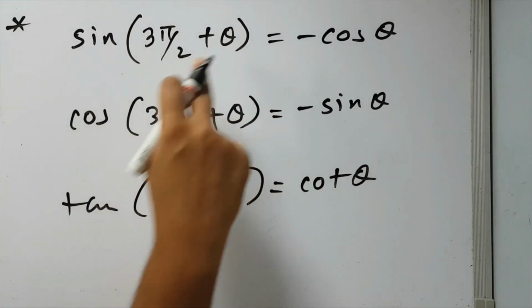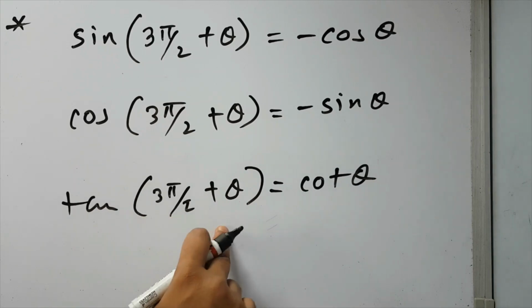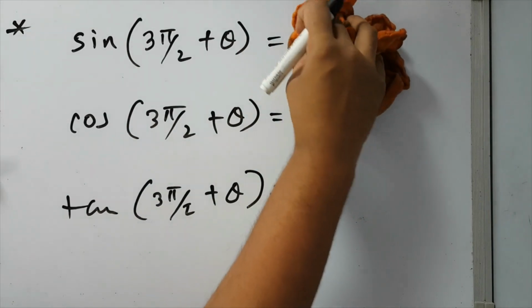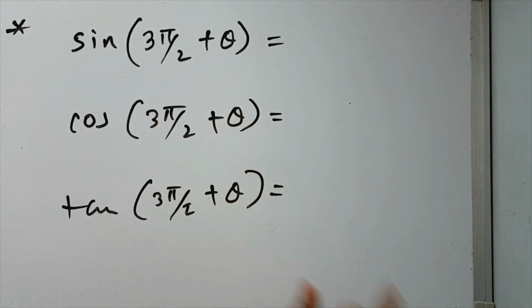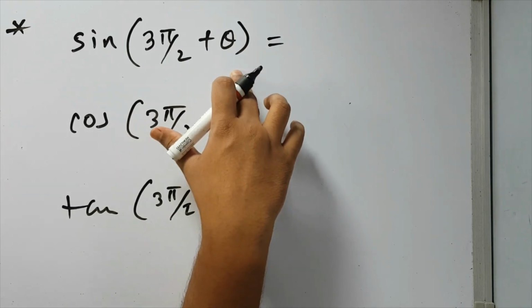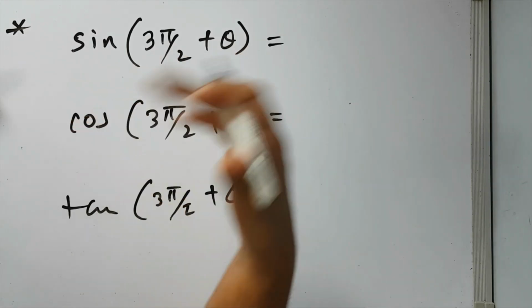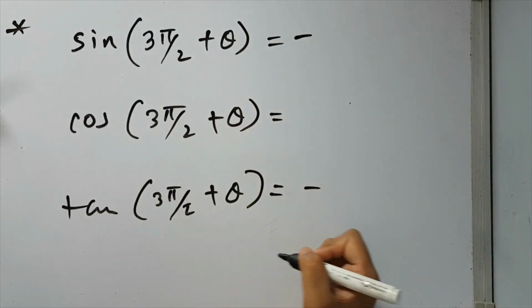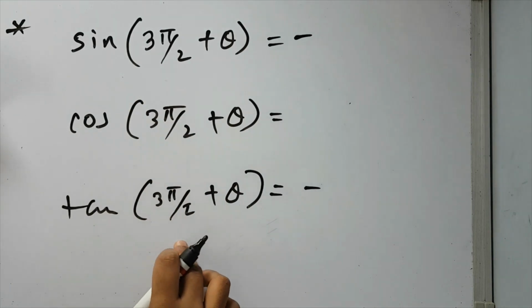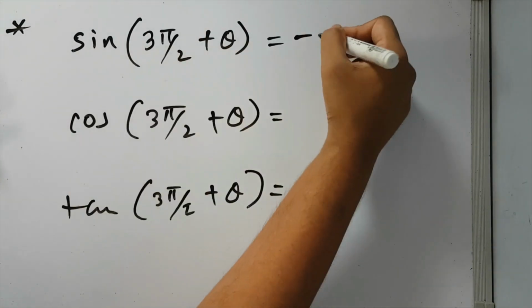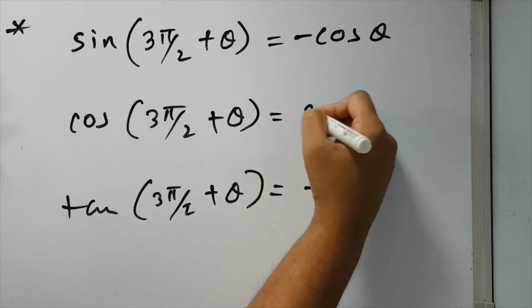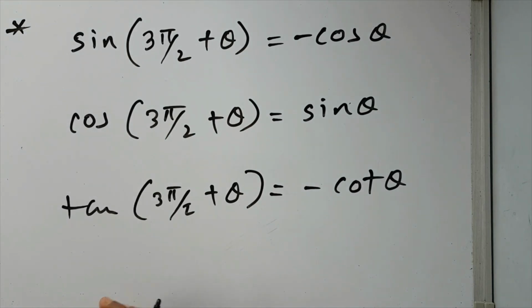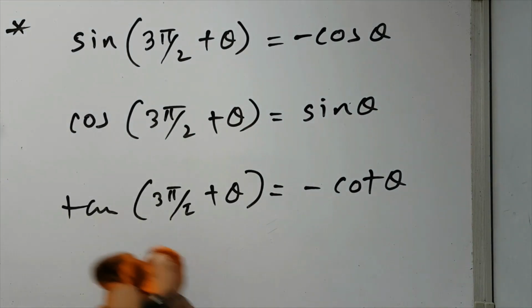Alright, now what's next? Sine of 3 pi by 2 plus theta, cos of 3 pi by 2 plus theta, tan of 3 pi by 2 plus theta. I hope you're able to predict that this particular angle would be in the fourth quadrant. In the fourth quadrant, what can you say? Cos would be positive and sine and tan would be negative. Since you have written in terms of 3 pi by 2, you need to change the function. So sine would become cos, cos would become sine, and tan would become cot. I hope this is very easy for you. Now what's next?